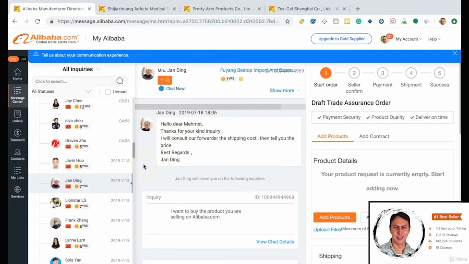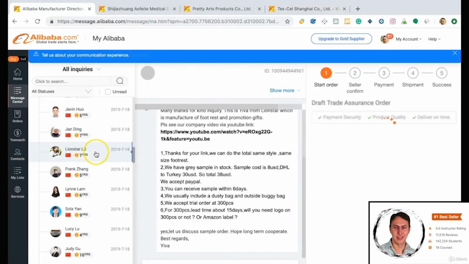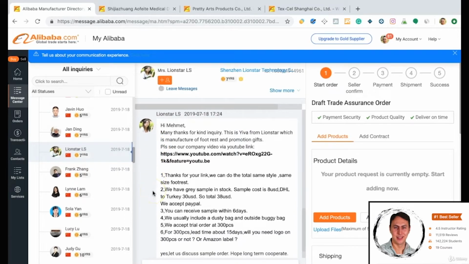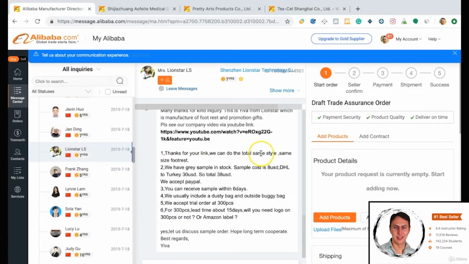Let's continue. I think there is another one who replies properly. We can produce the same one. We have the gray one in our stock. We can produce the product for $8 per unit, and we can ship it to you for $30. The total price will be $38 for sample 1, and it will take 6 days. We have two kinds of packing type. Type 1 is the dust bag and type 2 is the outside buggy bag. Surely, we should have a look at them in detail. We should evaluate which one you want. We will talk about the packing type in detail.